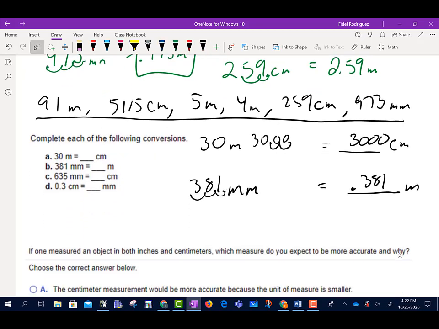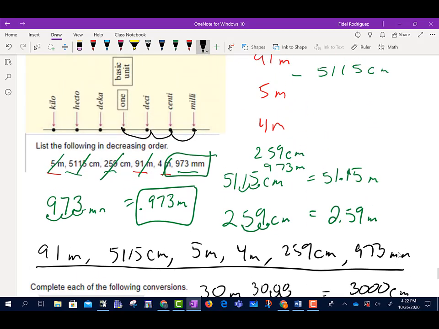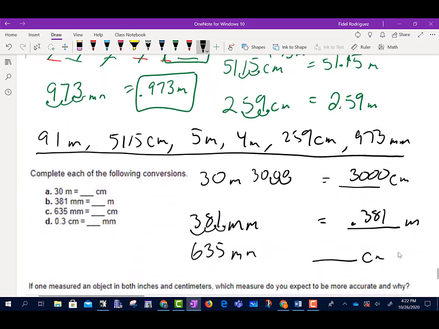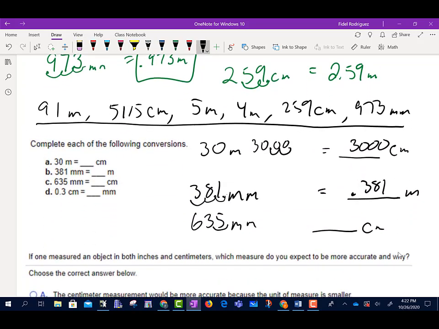Now I'm going to go from 635 millimeters to centimeters. So we're going to go from millimeters to centimeters, 1 space to the left. 1 space to the left would give me 63.5.